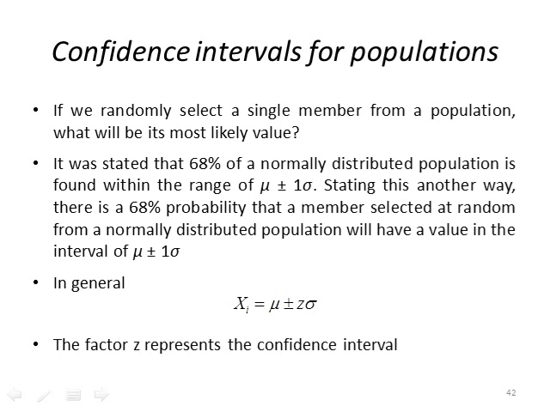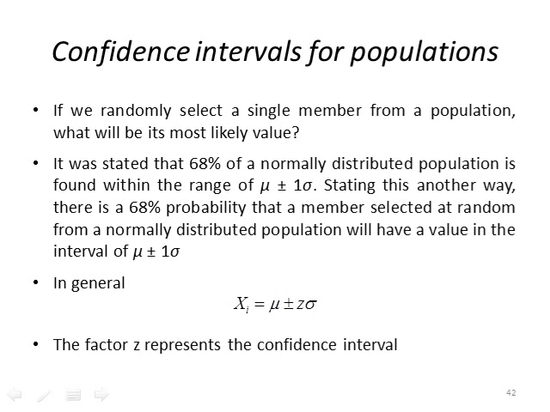Now, confidence intervals for populations. A confidence interval is essentially a definition of how confident we are in our estimation of the mean, or the average value. Now, if we randomly select a single member from a population, what will be its most likely value? What's its average value?